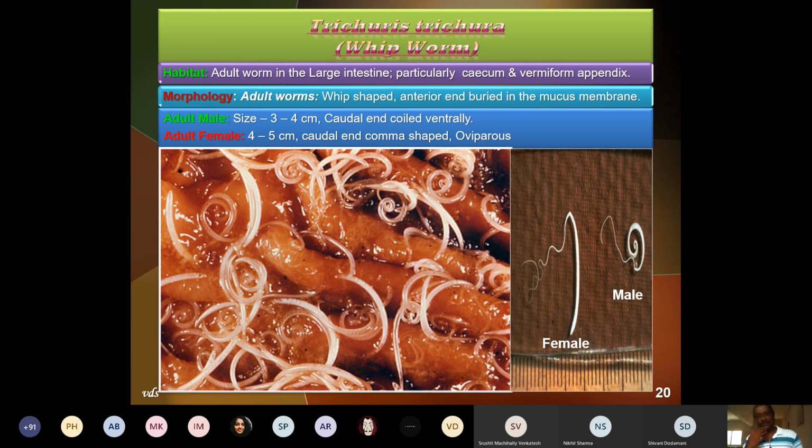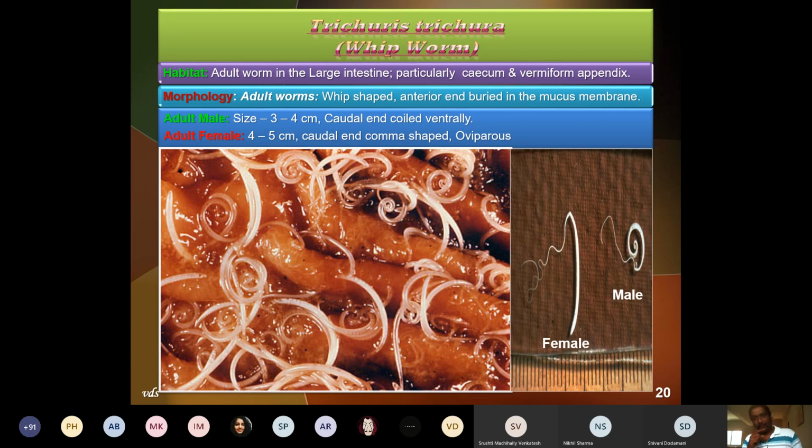Observe the typical appearance of the male, which has a coiled tail end or posterior end, and a long thread-like anterior end. Whereas the female is comma shaped, with a slightly curved posterior end, and the anterior end is very long and thin.